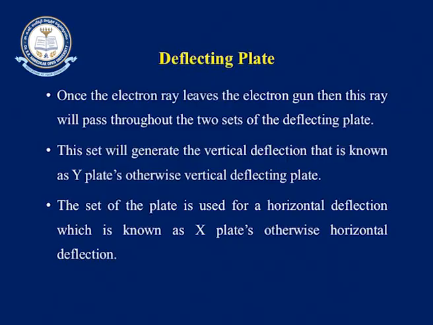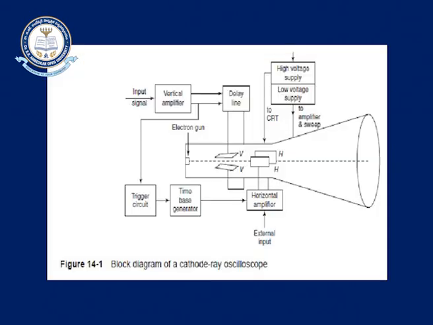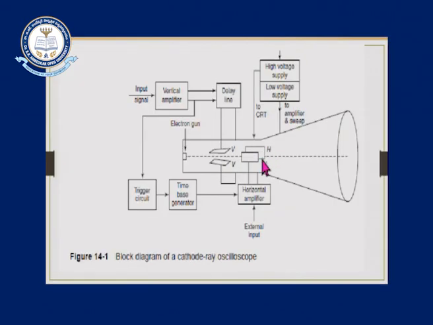So next, the deflection plates. After the ray leaves the electronic gun, it passes through two sets of deflection plates, that is, the vertical deflection plates and the horizontal deflection plates. So H1 and H2 are there, and Y and X. For example, you can observe the deflection plates here. These are the vertical plates, and here are the horizontal plates.